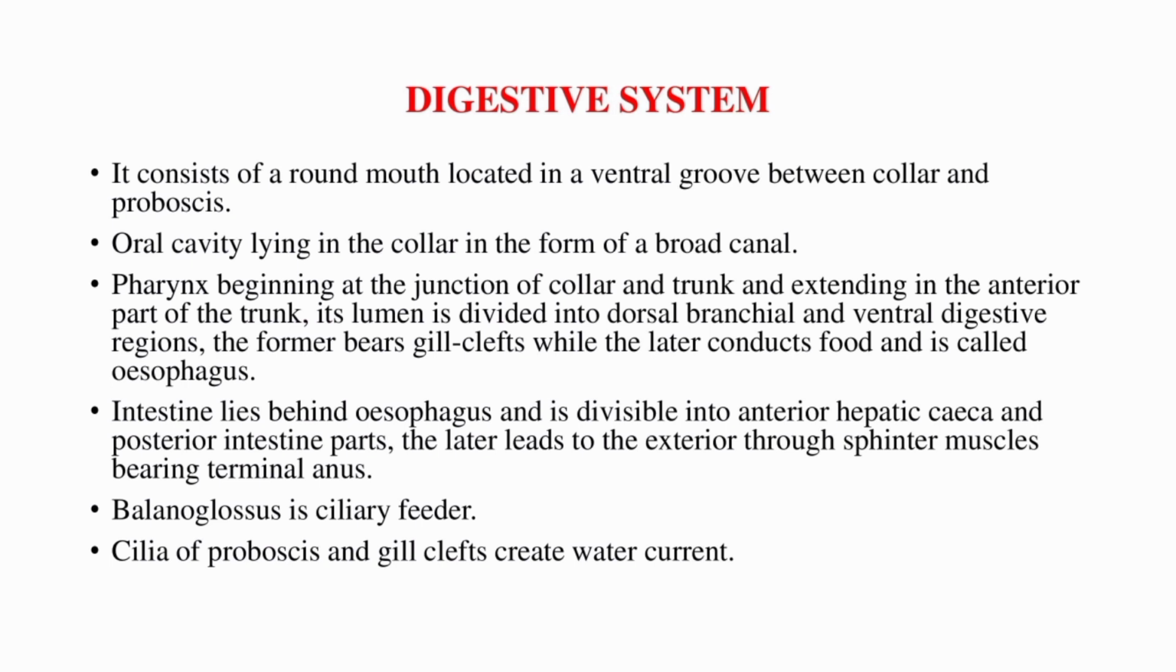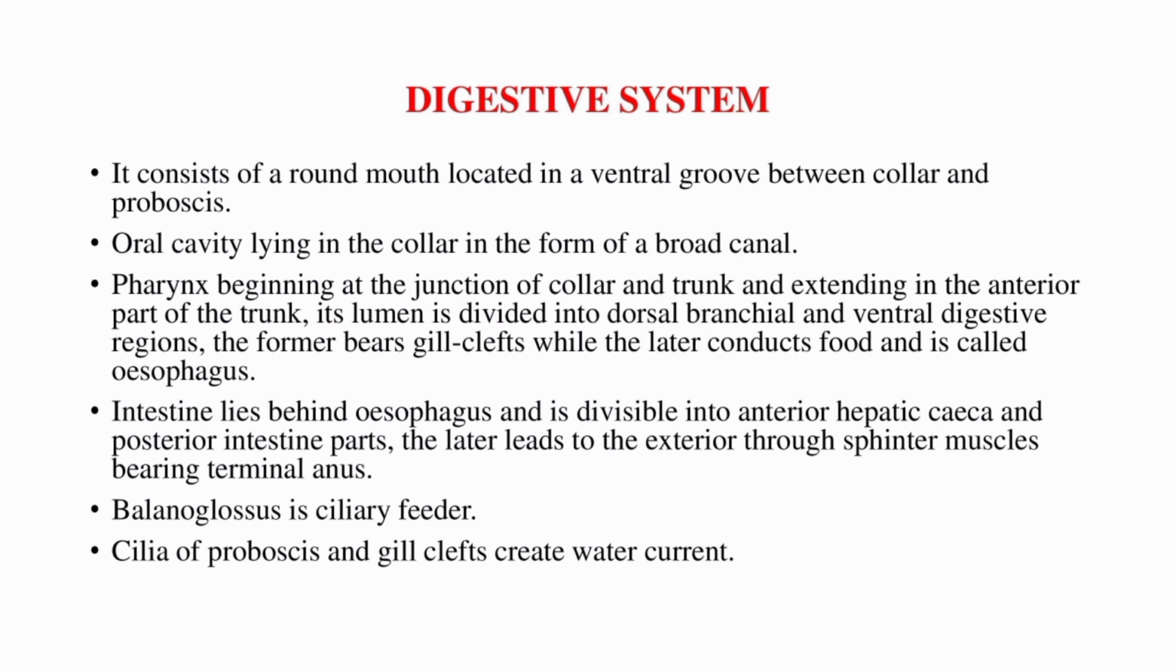Digestive system. It consists of a round mouth located in a ventral groove between collar and proboscis. Oral cavity lying in the collar in the form of a broad canal. Pharynx beginning at the junction of collar and trunk and extending in the anterior part of the trunk. Its lumen is divided into dorsal branchial and ventral digestive regions or chambers.